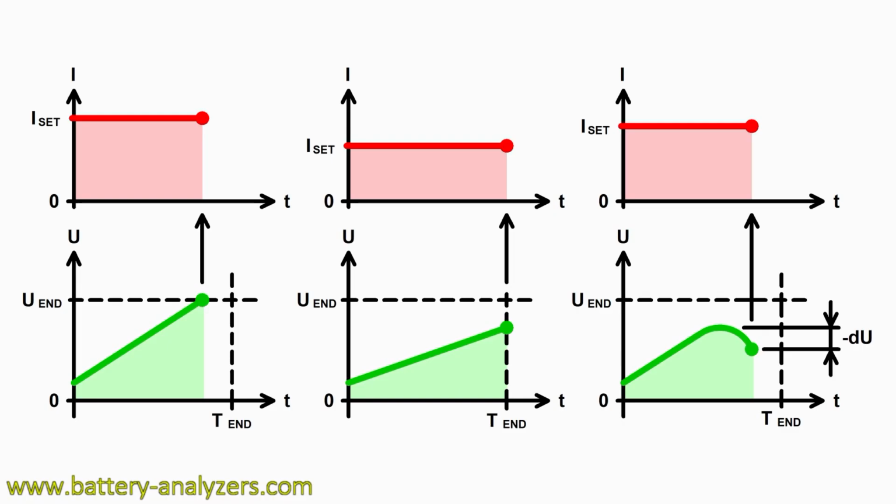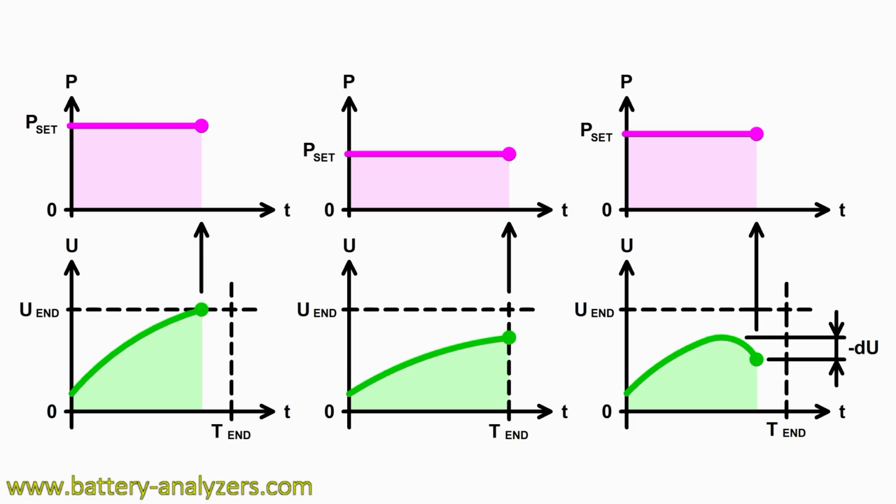In the step of charging with constant current, the device stabilizes the given charging current. The end of the step is performed when the specified final voltage is reached, after a specified time, or when a negative voltage increment occurs on the tested battery.